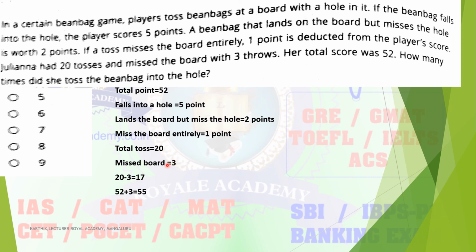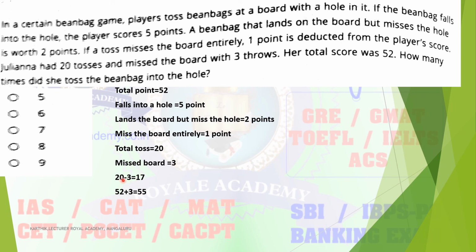So for the missed throws, you have to add the points. Why? Because that point is subtracted, deducted. So you have to add it to the total score. That is nothing but 52 plus 3, you will get 55. Why? Because 3 is already missed. So if she missed, then 1 point is deducted from the total score.